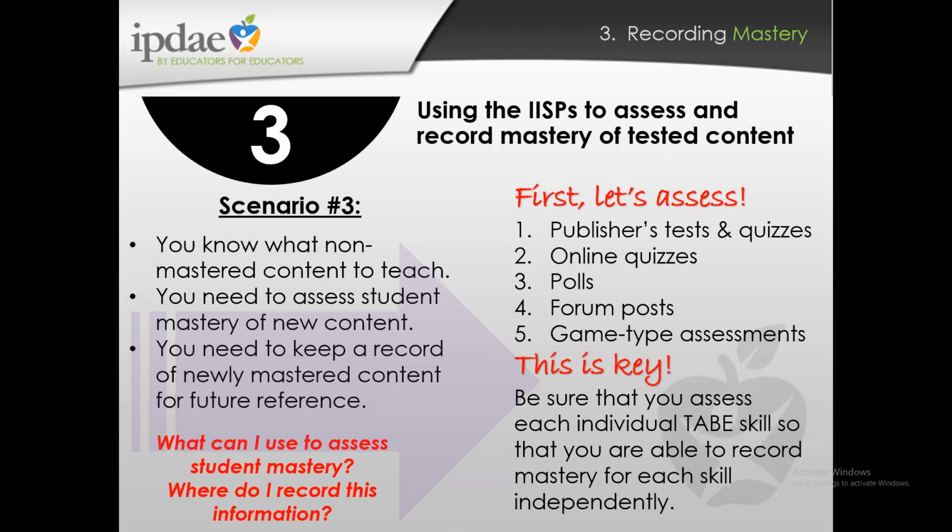Now, don't overthink it. There are many ways to do this, and there are many resources that you can use. You don't even need to create formal tests in order to gauge mastery of content. Let's look at some examples of ways to assess student learning. You can, for example, use publisher tests or quizzes, free online quizzes that target individual TABE skills. You can use polls, forum posts, and even game type assessments. The key here is that you must be sure to assess each identified tested TABE skill. This is critical so that you can continue with the rest of scenario number 3.